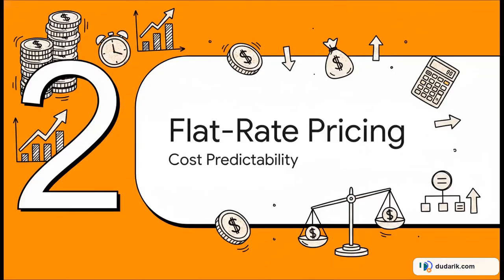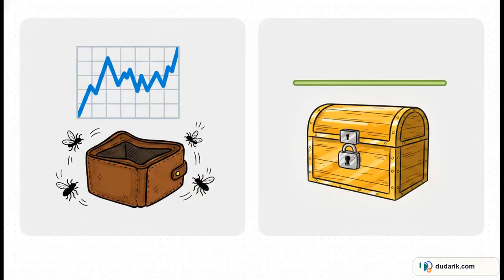Number 2, the flat-rate pricing advantage. Okay, let's talk about the money, because this is kind of the great divide in the whole API landscape right now. Usually you've got compute-based pricing like Stability AI or OpenAI's DALL-E. You pay per token or per compute unit, which scales dynamically. That means your costs are, fundamentally, totally unpredictable.